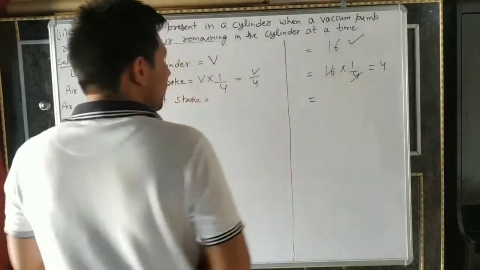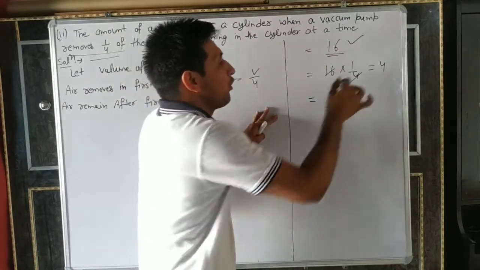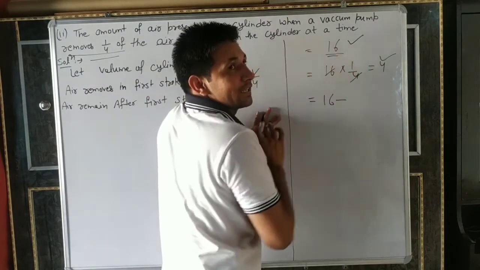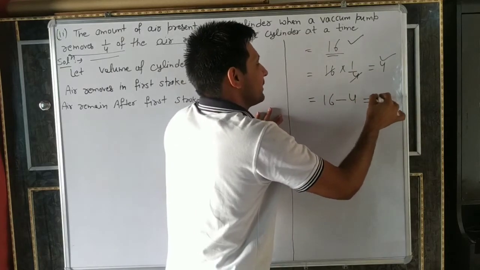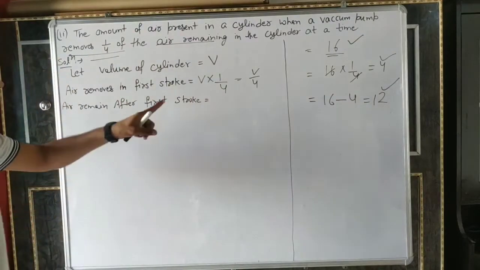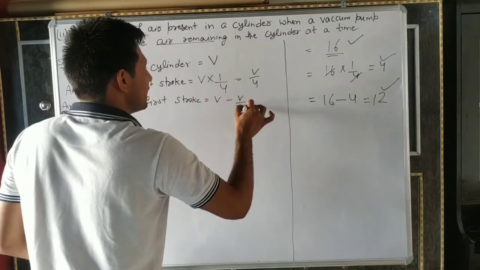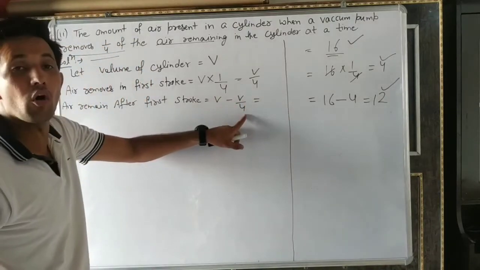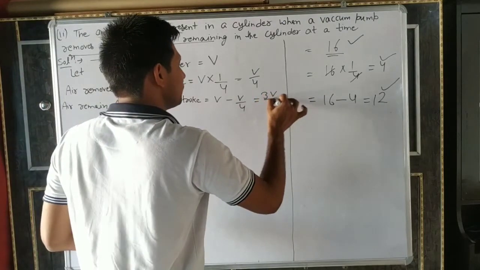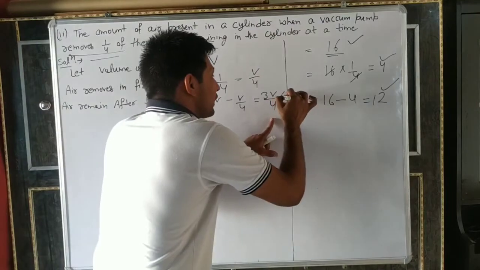Everyone knows, if I ask you, the total air is 16 and 4 is removed, so how much remains? Total at the starting minus how much is removed. So how much remains after one stroke? 12. Otherwise, in the starting it is V, and how much is removed? V minus 4. Taking LCM, V into 4, 4V minus V, 3V/4.